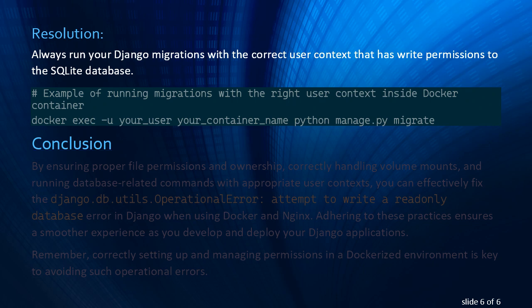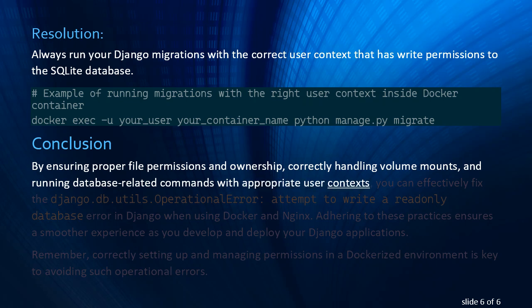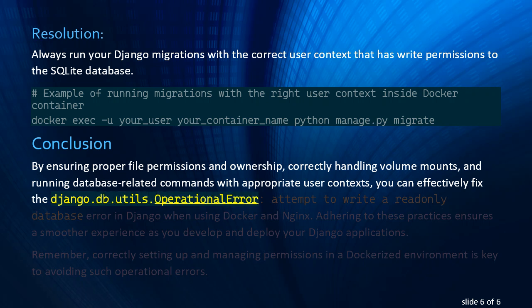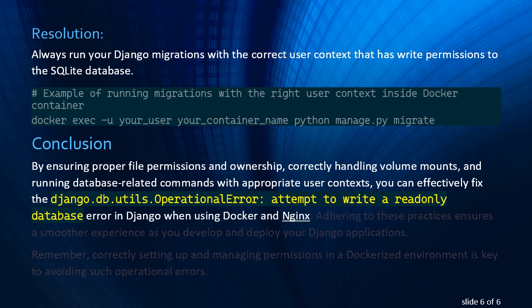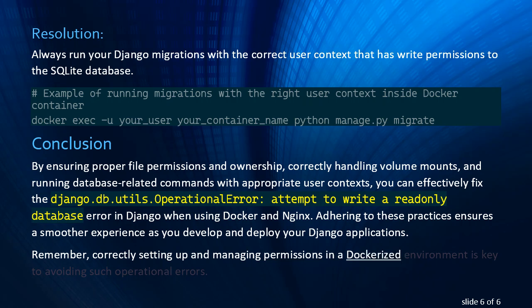Conclusion. By ensuring proper file permissions and ownership, correctly handling volume mounts, and running database-related commands with appropriate user contexts, you can effectively fix the django.db.utils.OperationalError: attempt to write a read-only database error in Django when using Docker and Nginx. Adhering to these practices ensures a smoother experience as you develop and deploy your Django applications. Remember, correctly setting up and managing permissions in a Dockerized environment is key to avoiding such operational errors.